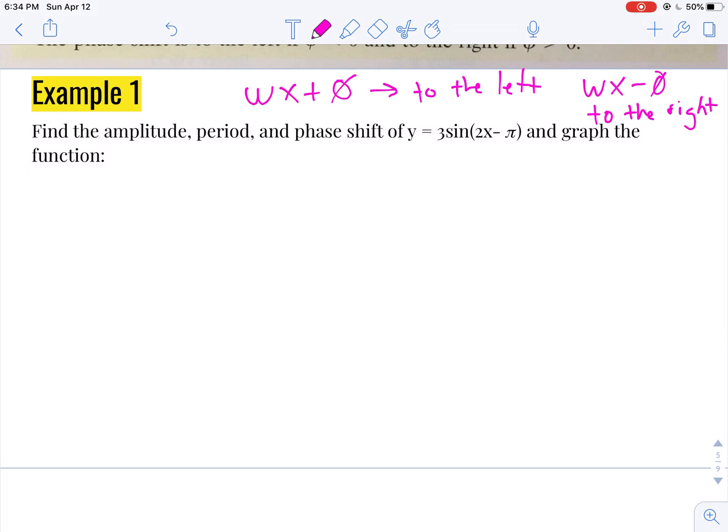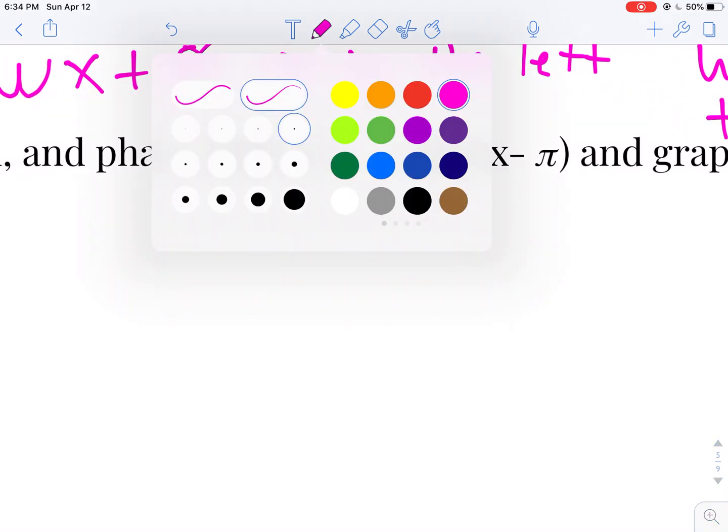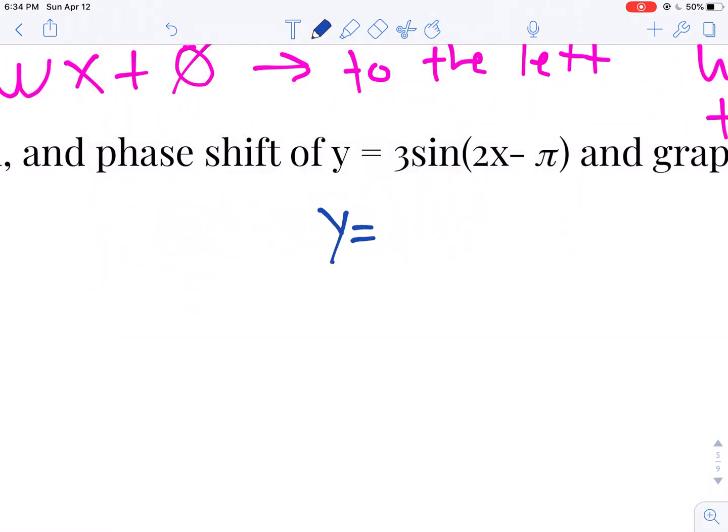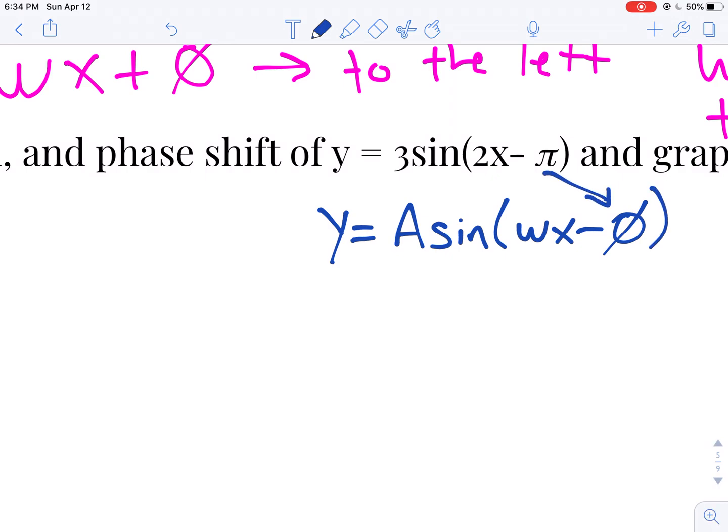So for example 1, find the amplitude, period, and phase shift of y is equal to 3 times the sine of 2x minus pi, and then graph the function. All right, so let's go ahead and look at this. I'm just going to go through and identify my amplitude, period, and phase shift. So right under this, I'm going to write out y is equal to a times the sine of omega x minus phi. And I'm really going to be able to quickly say my pi is phi. That's fun to say. 2 is omega, and 3 is my a.